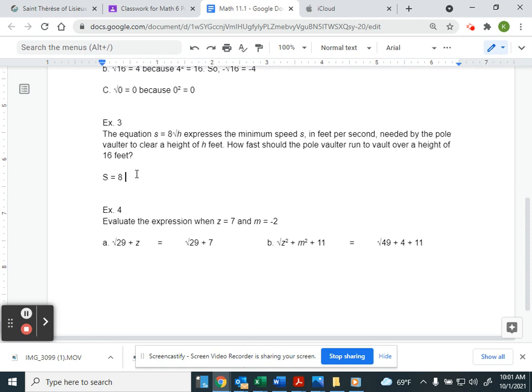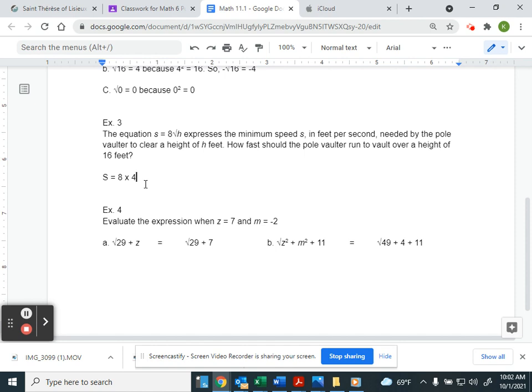Tristan? Times, not add. So we want to multiply. What multiplied by itself equals 16? Tristan, you want to try again? Yeah, 4. So if we do 8, it would be 8 times 4, because that 8 is outside of that square root. So that means we're going to multiply the square root of 16. 4 times 4 equals 16. So the square root of 16 is 4.